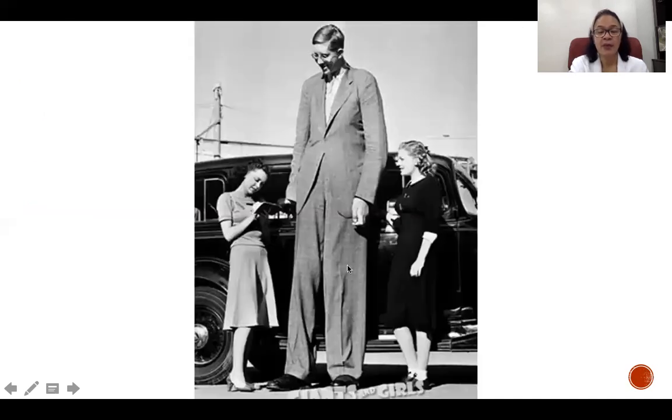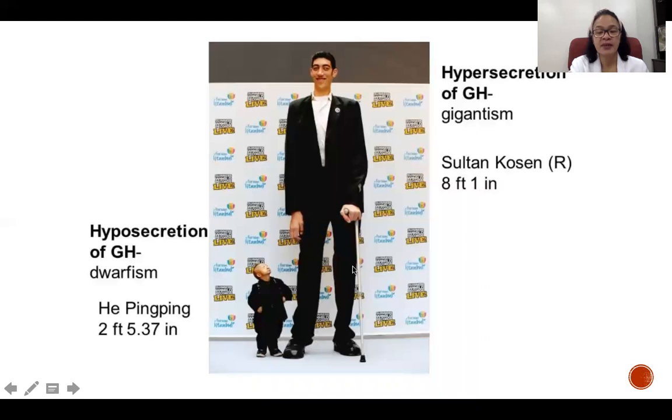So this is a picture of one of the tallest patients with gigantism. The girls there have normal height, so he is almost double. This is Sultan Kösen, who was featured in the Guinness Book of Records as the tallest, with a height of 8 feet and 1 inch. And then this is Ping Ping, manifesting dwarfism, with a length of 2 feet and 5 inches.